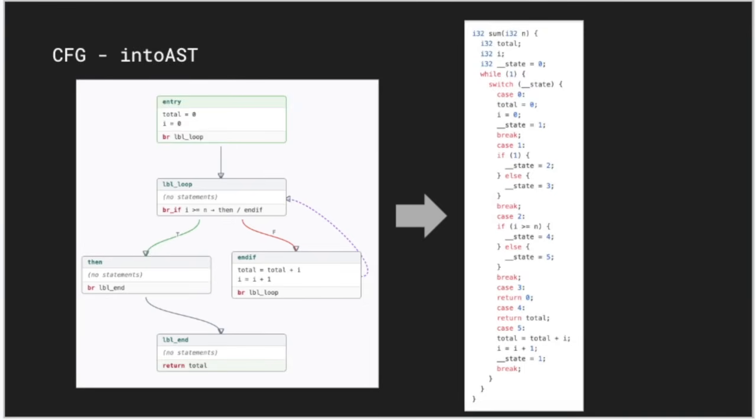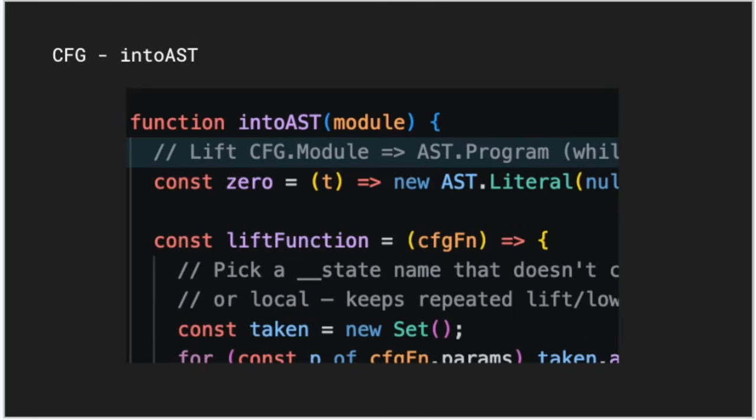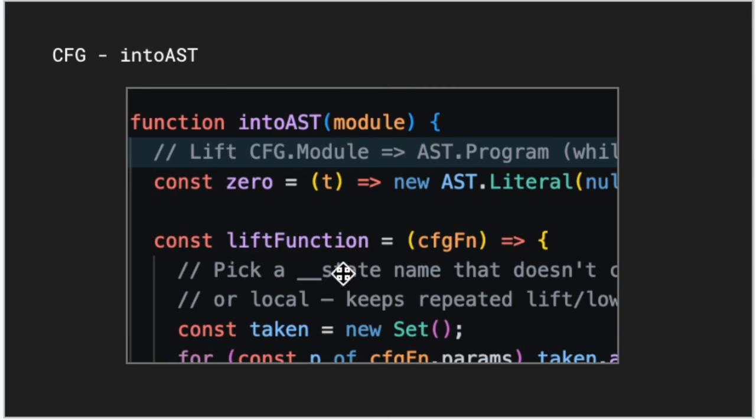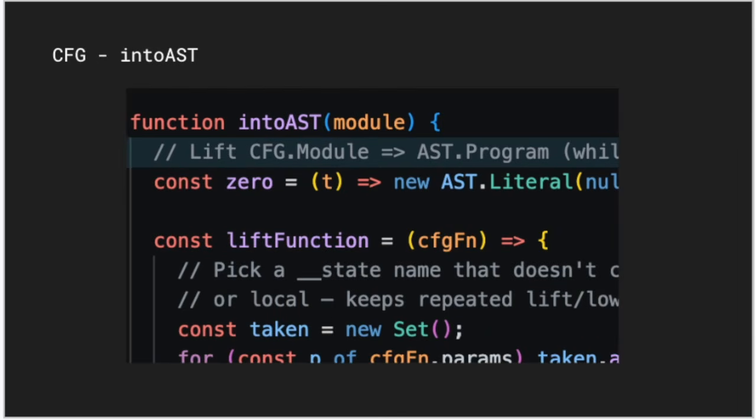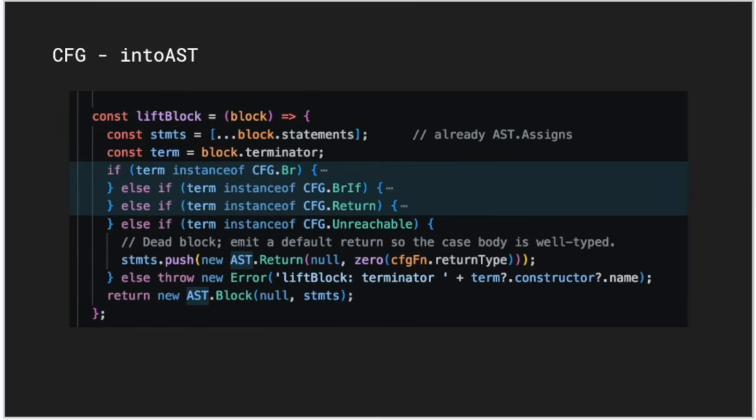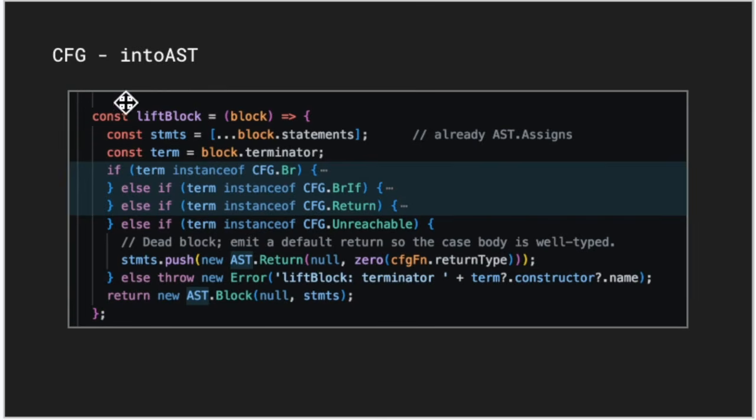So what does that actually look like in code, right? Literally, we just have an into-AST function that does this conversion. And similarly, we just go back the other way. Instead of lowering into a CFG function, we lift a CFG function into an AST function. And as our first helper, we lift one block at a time, right?